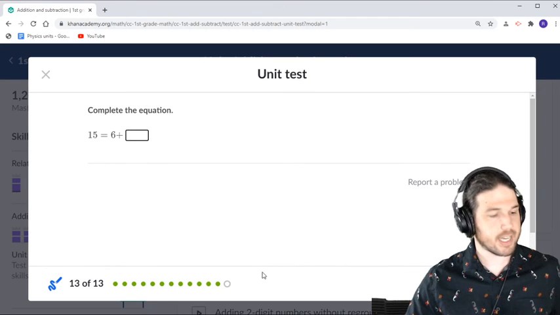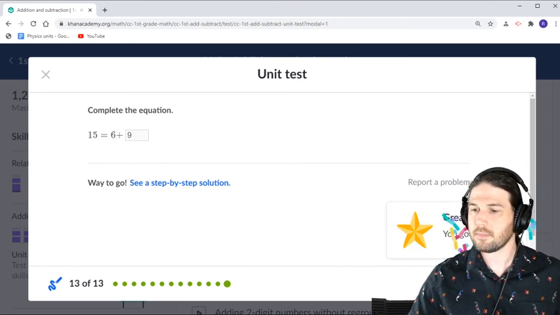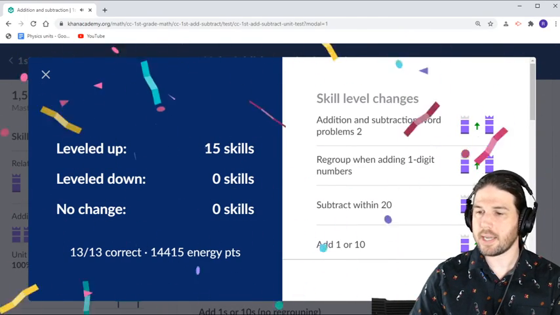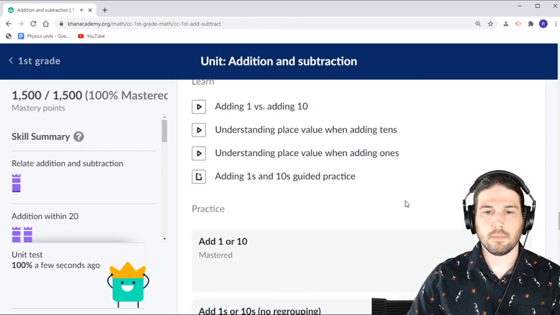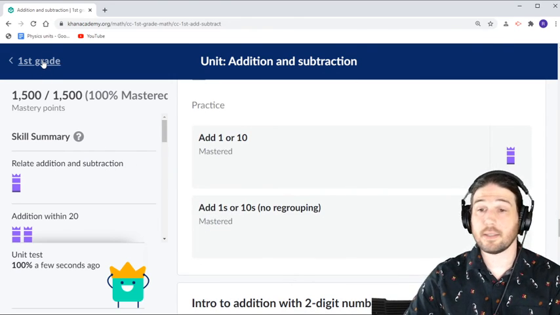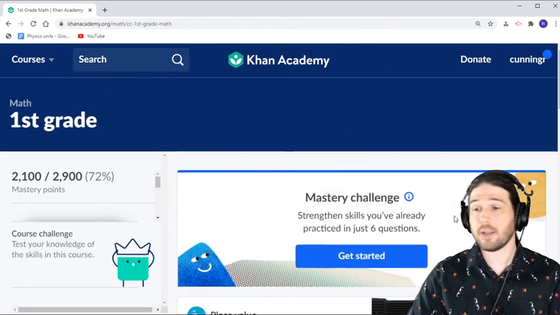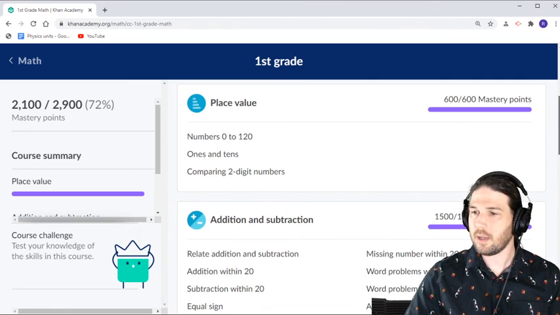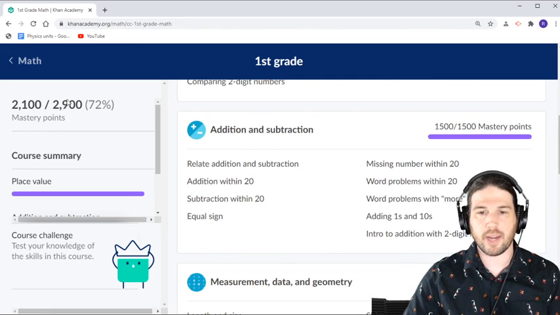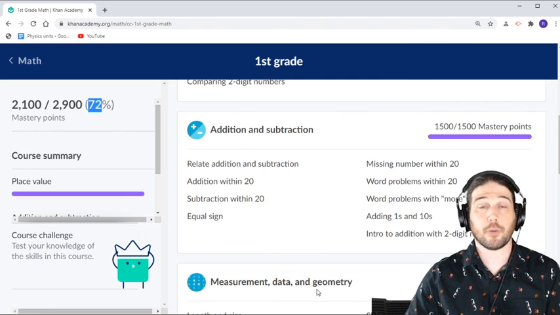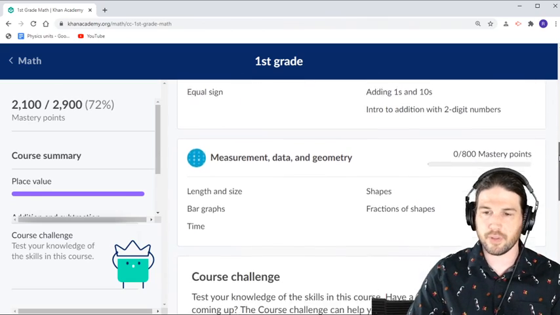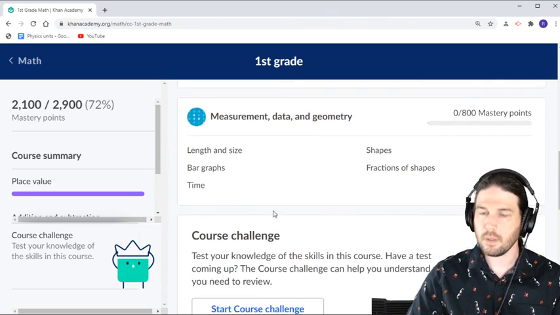15 equals 6 plus 9. Nice. And that is the unit test. And that is addition and subtraction in first grade. We are motoring. We are 2/3 of the way through this curriculum for first grade. In fact, we are actually almost 3/4 of the way through. We are 72% of the way through this curriculum.